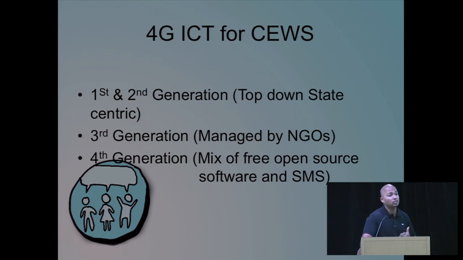But the fourth generation is a hybrid. It's a mix between open source software, that means things that are available like Facebook, Twitter, et cetera, and the Ushahidi platform, as well as SMS, to make a more comprehensive early warning system. So this is the direction that we're trying to lobby governments toward. This is an example from Kenya, and this is what they have decided to go for in Kenya, a 4G system.